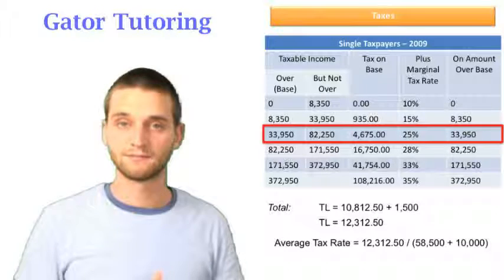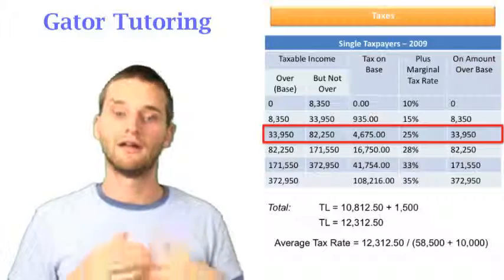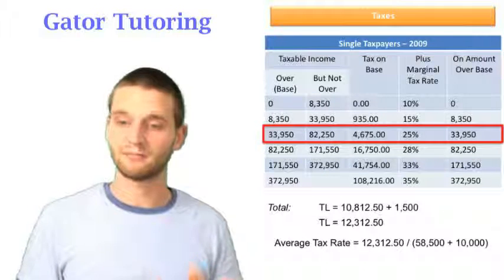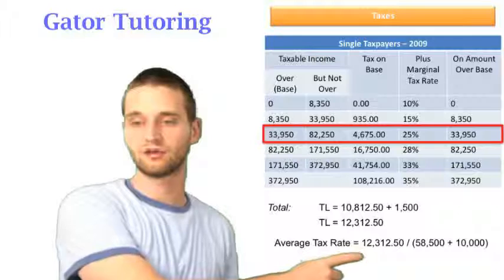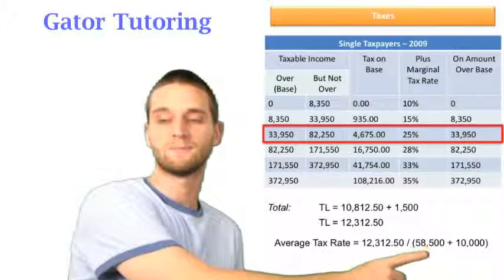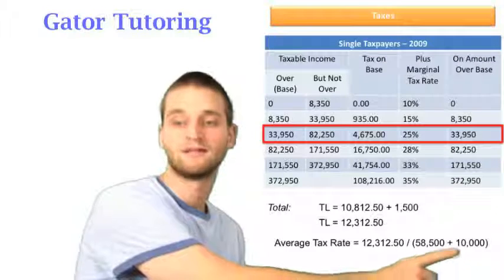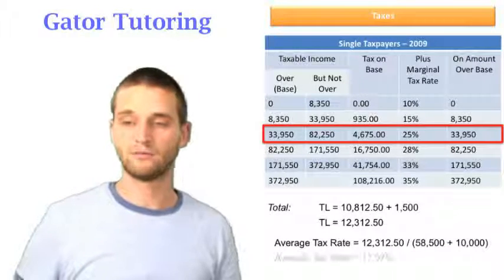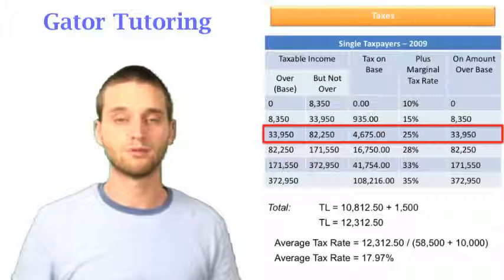Now we can also ask what was his average tax rate, based on his total amount of income that he paid tax on, both from income and from capital gains, and his tax liability, the total amount of tax that he paid. Well, we would just divide his total tax liability, the $12,312, by the sum of his taxable income and his taxable capital gains, and we get an average tax rate of 17.97%.